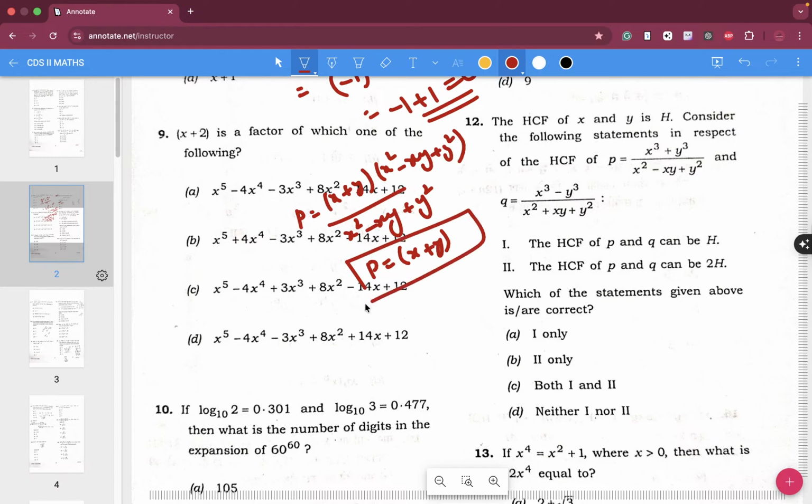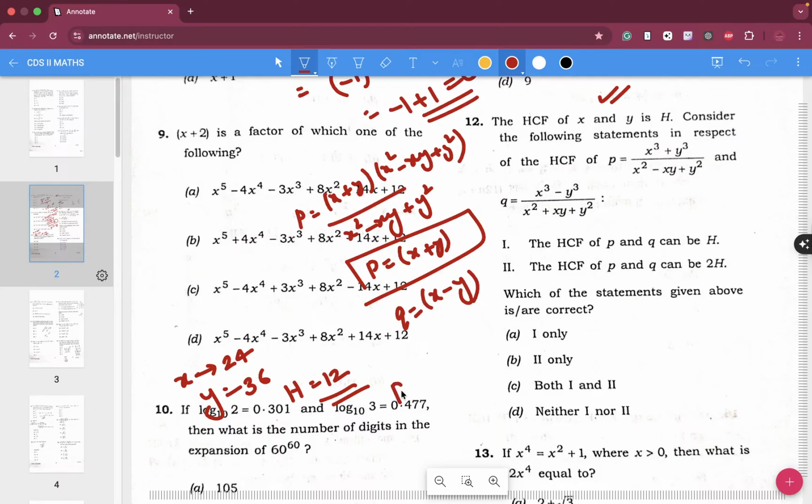I'm just putting the formulas. Now the q value over here, similarly if you solve for it, you will get x minus y. So the p value is x plus y, the q value is x minus y. Now they are saying the HCF of x and y is h. So let's say the x value is 24 and the y value is 36. Then the HCF is obviously going to be 12, the HCF of 24 and 36.